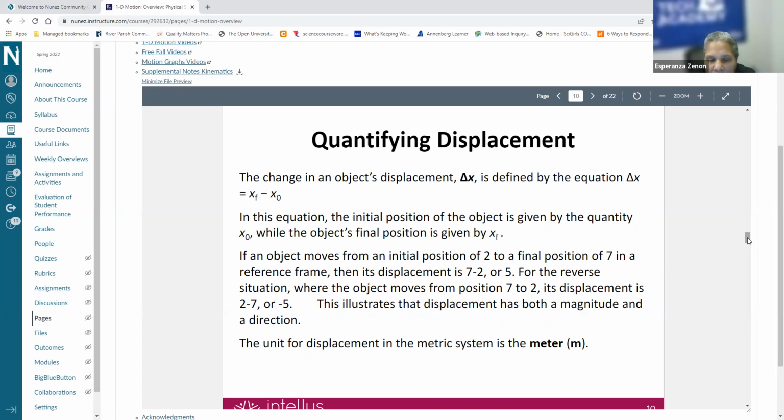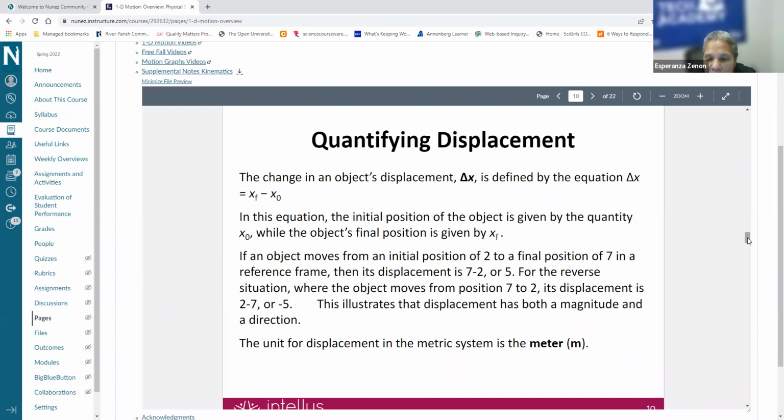All right, so final position, x final, minus starting position, x naught. And a lot of times they use that x naught because typically we try to set our reference frame so that our starting position is 0, because that's simplest, right? So it says, if an object moves from an initial position of 2 to a final position of 7 in a reference frame, then its displacement is 7 minus 2.